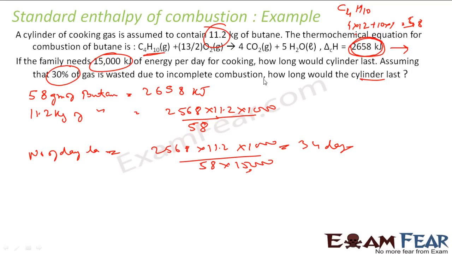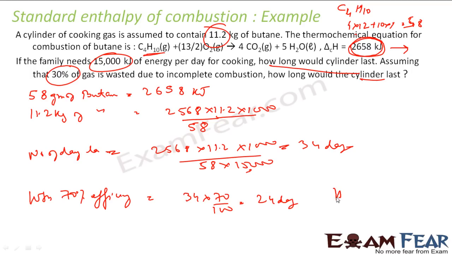That's the first part, right? How long will the cylinder last? But they're saying that 30% of the gas gets wasted. In that case, how long will the cylinder last? With 30% gas wastage, that is 70% efficiency, right? 30% wasted is 70% used. It will last for these 34 days into 70%. That is 24. And that is my answer.